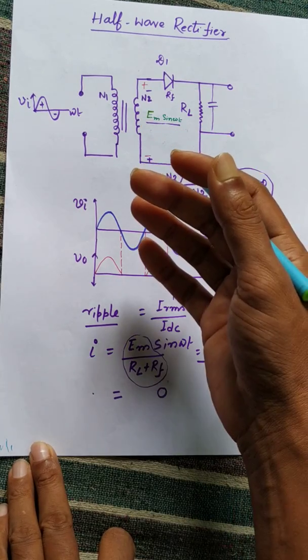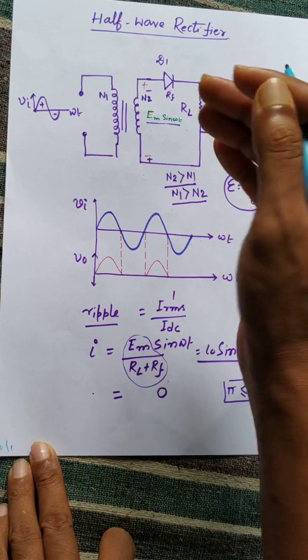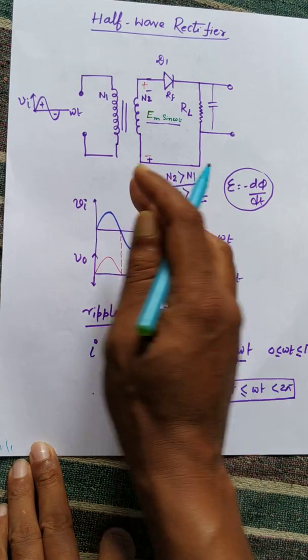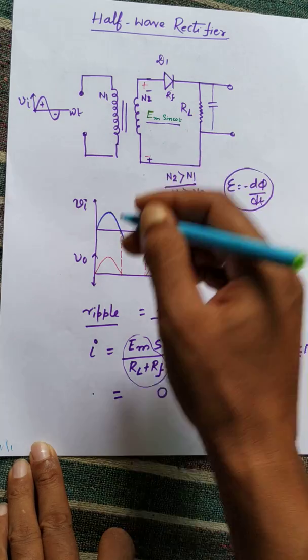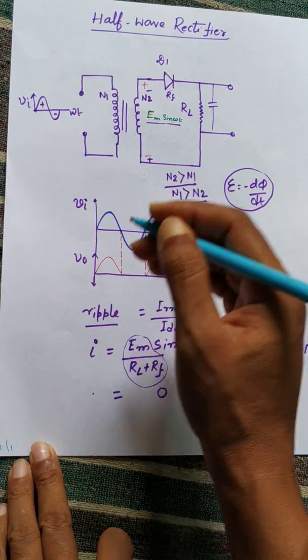A rectifier is a device that can convert an AC signal to a DC signal, and the process of conversion from AC to DC is called rectification.